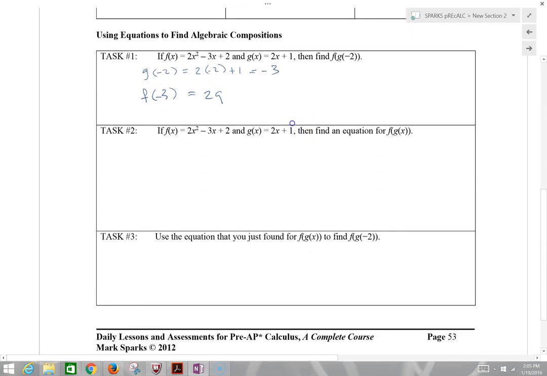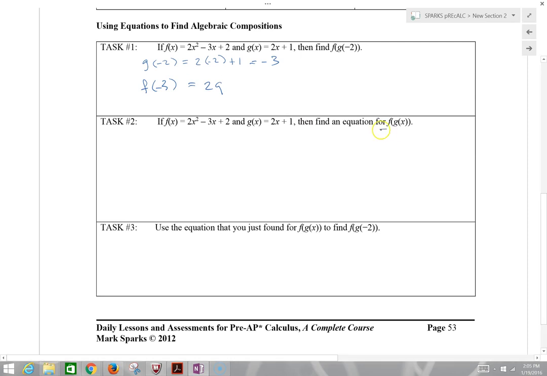But task 2 is slightly different, where we're asked to find f of g of x. So we're not going to be able to plug in nice, neat numbers to do this. We're going to take g of x, because that's what it's equal to, just like we did g of negative 2 and got negative 3. This time g of x is equal to 2x plus 1, and we're going to plug that in for all our x values. So it's f of g, but g is really 2x plus 1, and that's equal to 2 times 2x plus 1 squared minus 3 times x, which is 2x plus 1, plus 2, and then we would need to simplify this a bit.